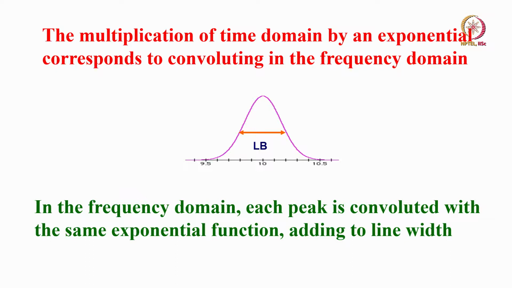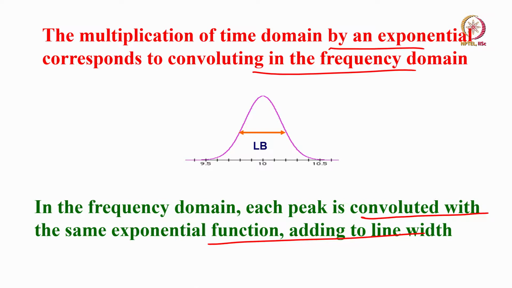So this is what multiplication of the time domain exponential corresponds to: convoluting the frequency domain. Now what happens is, in the frequency domain each peak is convoluted with the same exponential function. That is a very important thing. If there are 10 signals, there are 10 decaying signals in the time domain.